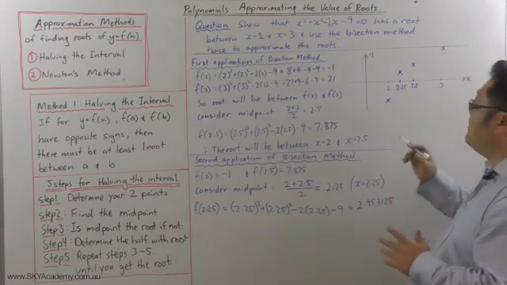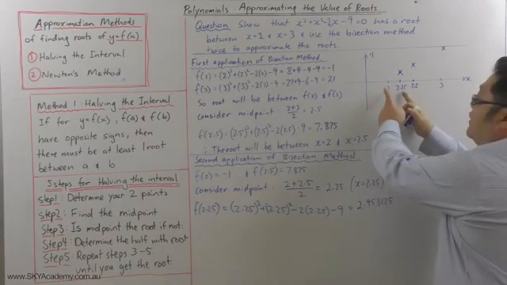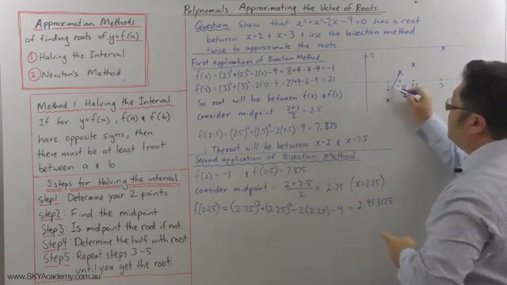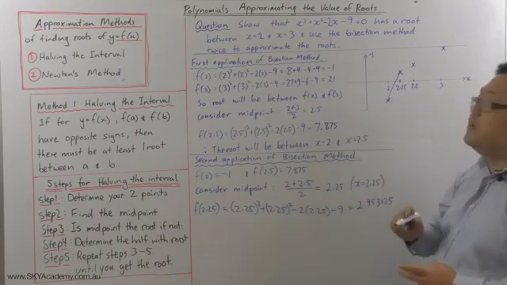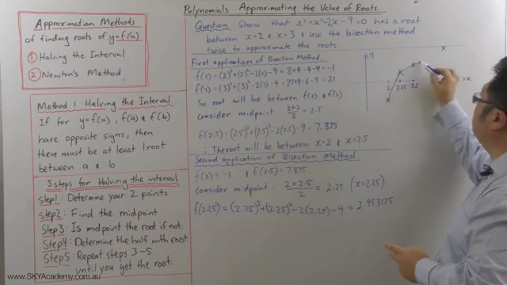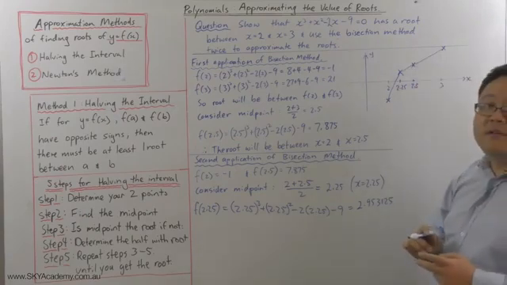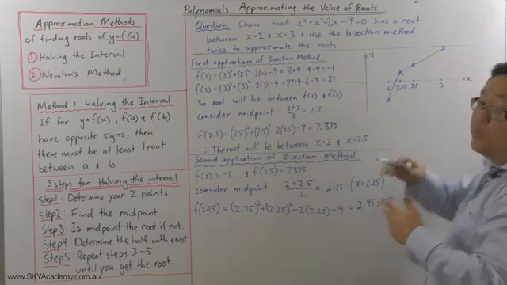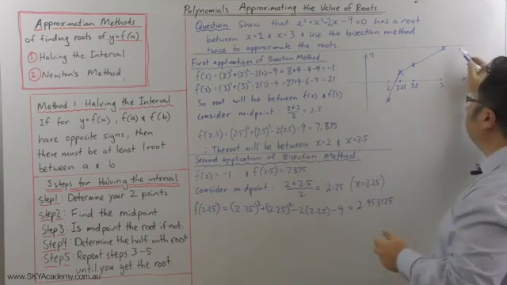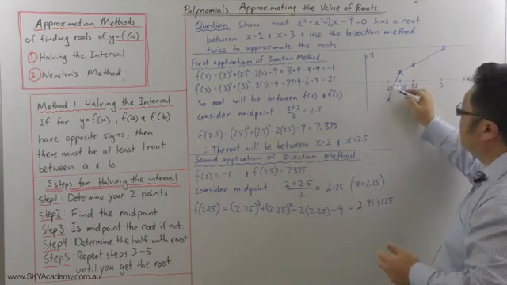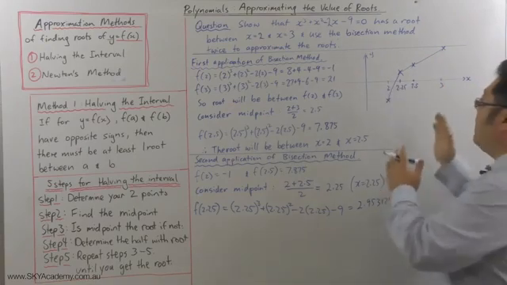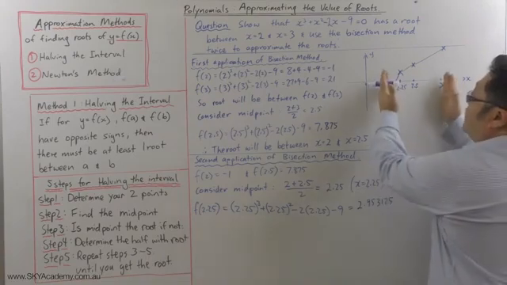So what does that tell you about where the root is? The root is going to be between 2 and 2.25. Does that make sense? Because that's where it's going to cross. All these other places are not going to cross. Yes? So somehow the function is going to go from there, and it's going to cross somewhere between 2 and 2.25.